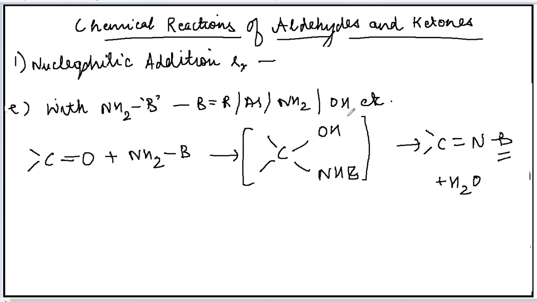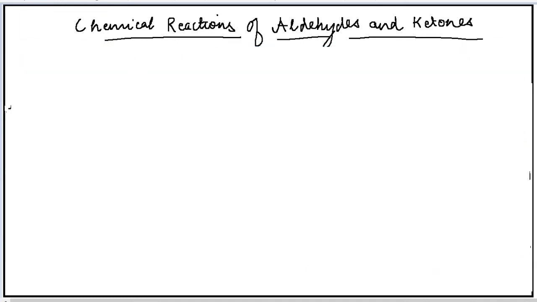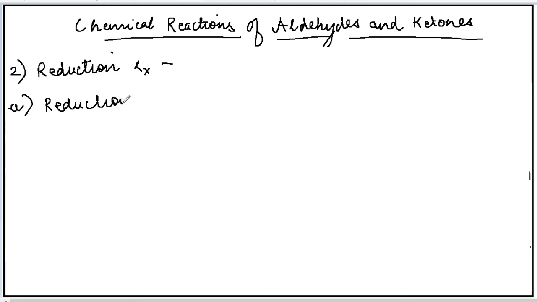So here all the examples of nucleophilic addition reactions have been finished. So this is how the nucleophilic addition reactions take place in case of aldehyde and ketones. The next reaction that is given by aldehyde and ketone is reduction reaction. Reduction reactions are of two types in aldehyde and ketone. The first is reduction to alcohols.